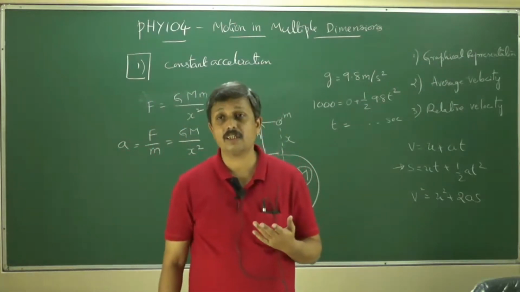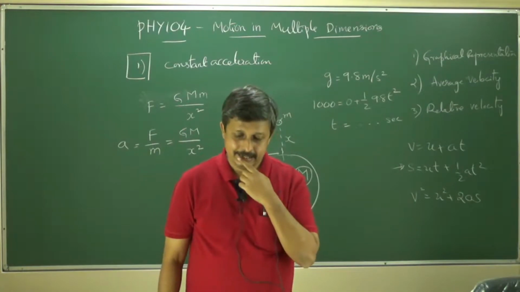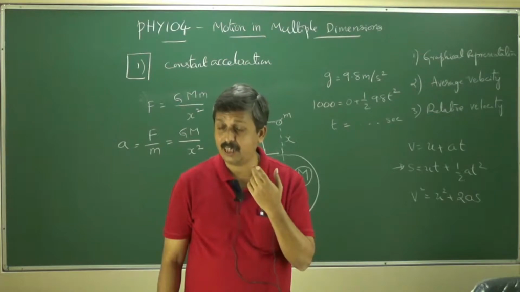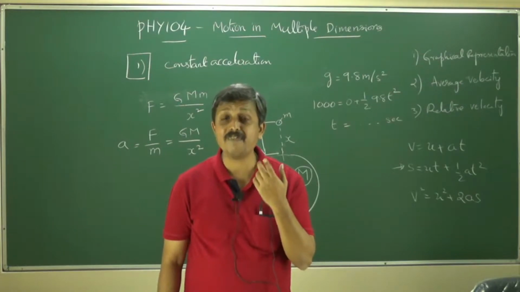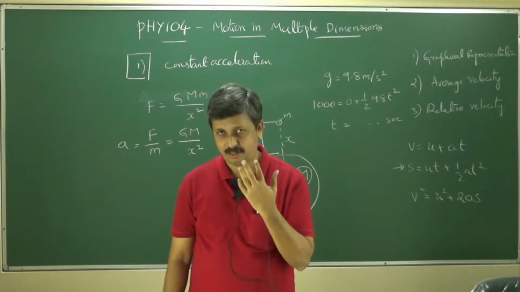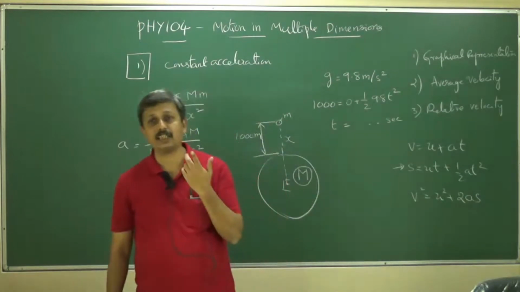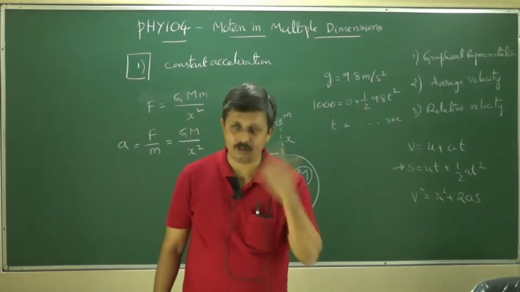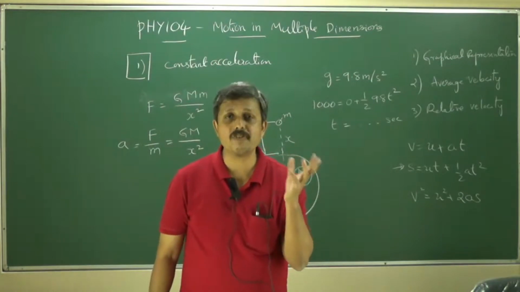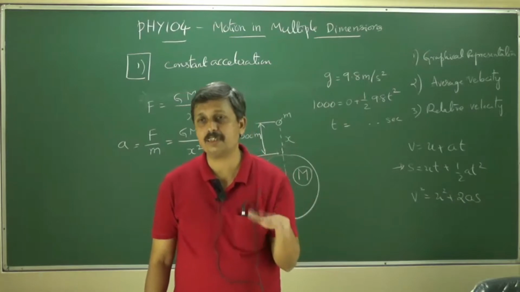The other day I talked about one guy. Can somebody tell me the name of the guy who calculated the mass of the Earth? Henry Cavendish. Henry Cavendish actually calculated the mass of the Earth. He used the torsion balance. You can go on the web and check how he measured the mass of the Earth. That is easily available on the net.